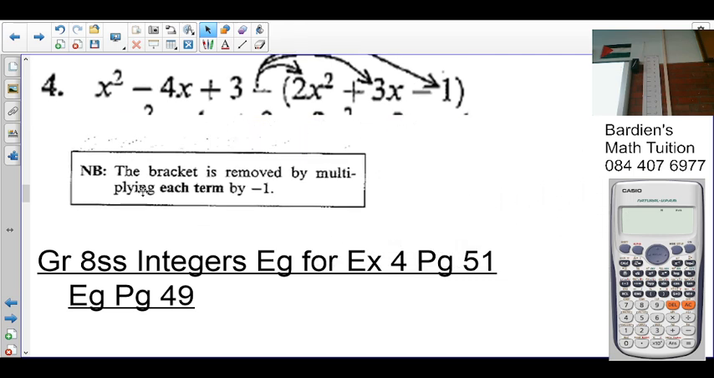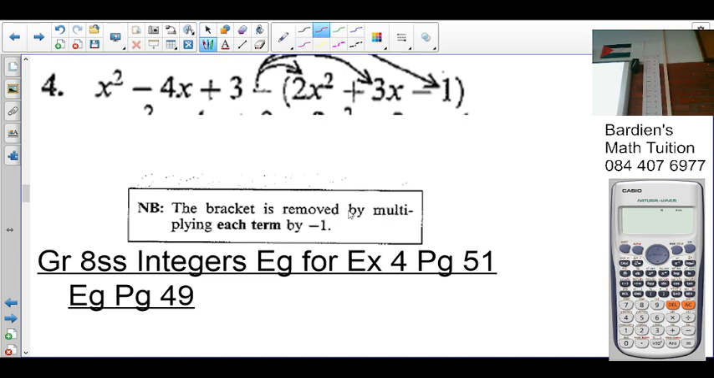Okay, here we are told it's important to know the bracket is removed by multiplying each term by negative 1. We spoke about that already. If there's no number here, there's a 1 there. Not so. So nothing happens to the first term: negative x squared minus 4x plus 3. Now what's negative 1 times 2x squared? Negative 2x squared. What's negative 1 times positive 3x? Negative 3x. Negative 1 times negative 1? Positive 1. Okay. So what do we look for now? Like terms.